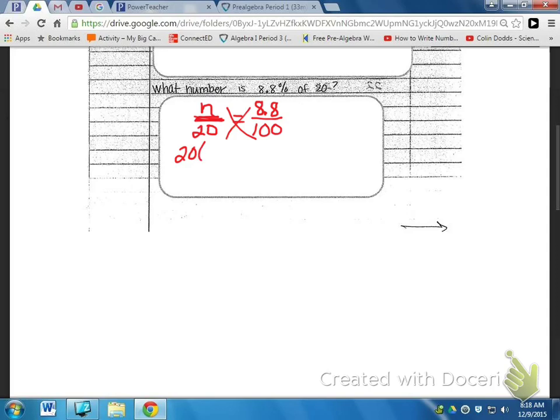So you went 20 times 8.8. I'm going to go ahead and write that equals 100n. And you said this is 176. What if we do that backwards? Like, what if we do 100?